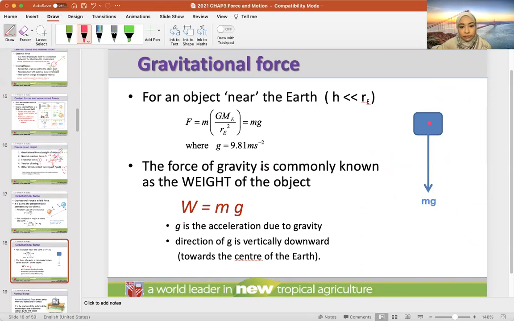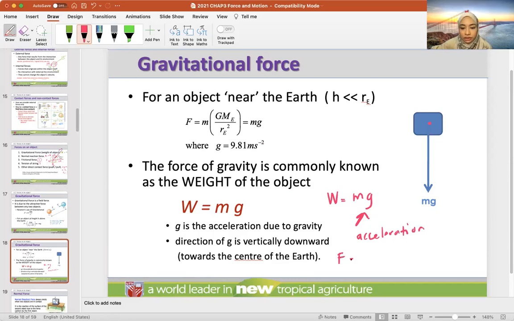Okay, so the force of gravity is commonly known as the weight of the object. Your weight changes with the gravity. What do I mean by that? If you are at a different planet, the gravity is different. Your weight is dependent on this G. What is this G? This G is actually acceleration.